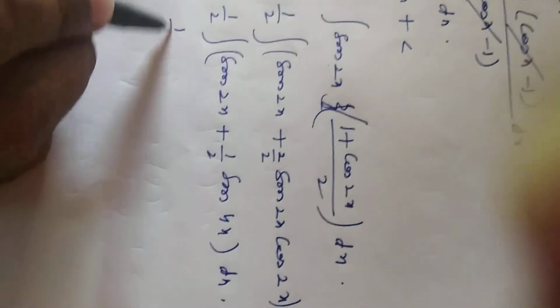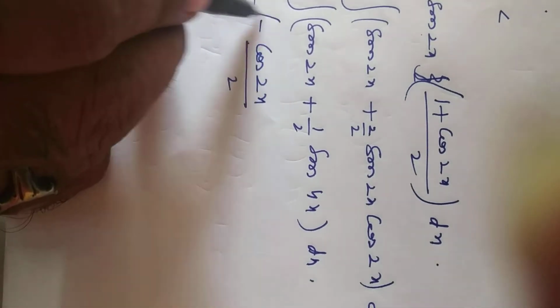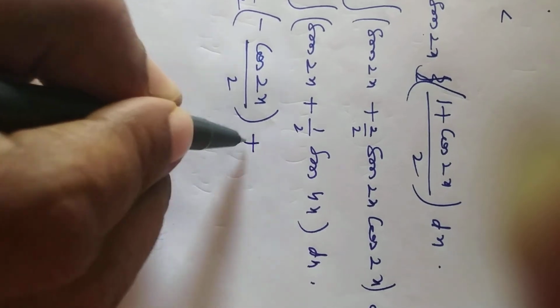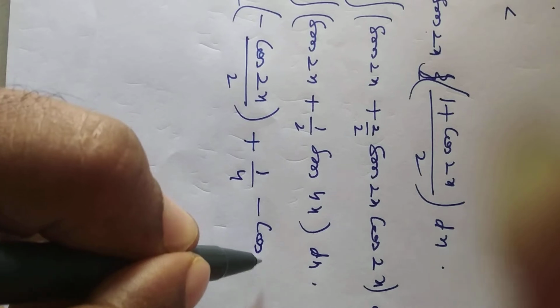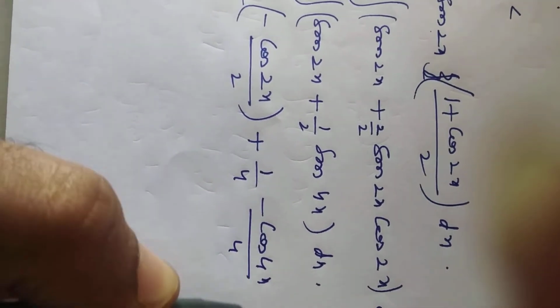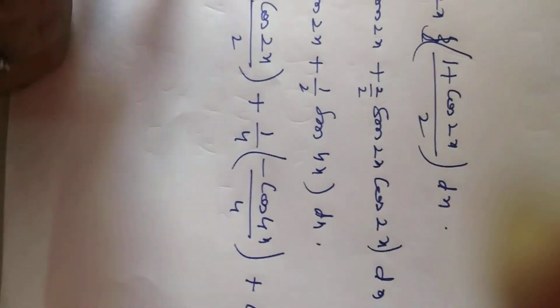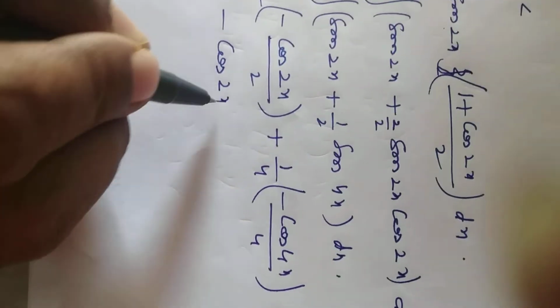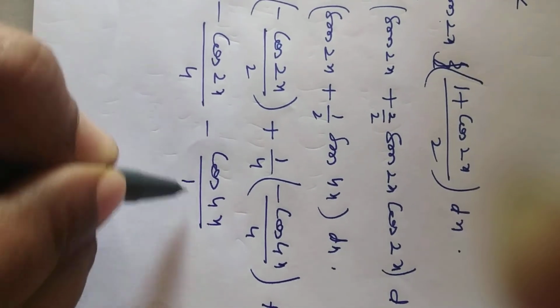So this is equal to half of: the integration of sin 2x is minus cos 2x by 2, plus again 1 by 2 into 1 by 2 is 1 by 4, minus cos 4x by 4, plus c. So on multiplication further, what will you get? Minus cos 2x by 4 minus cos 4x by 16 plus c is the final answer.